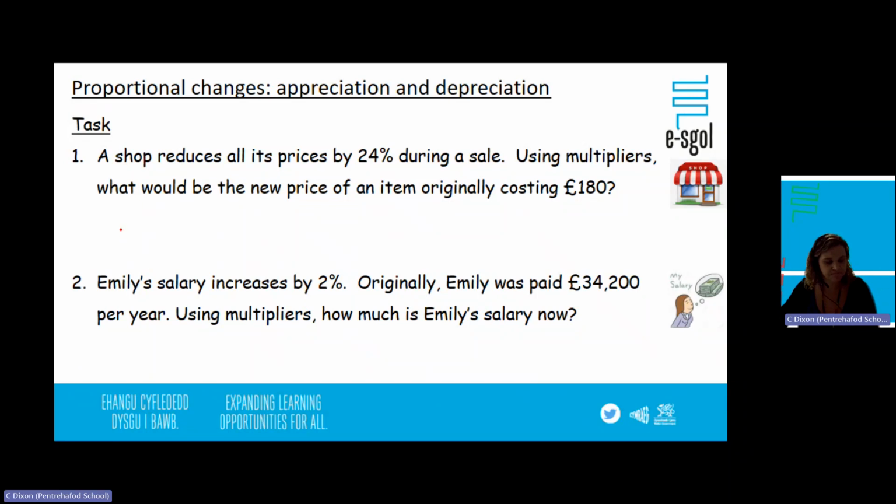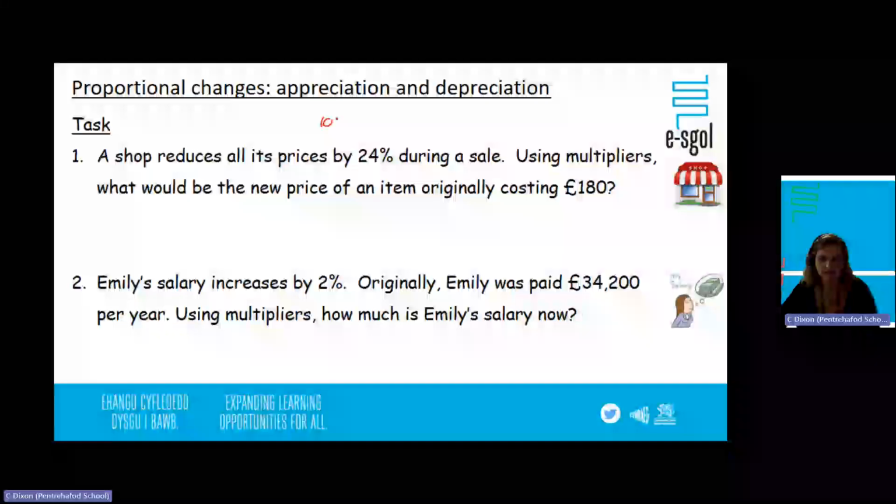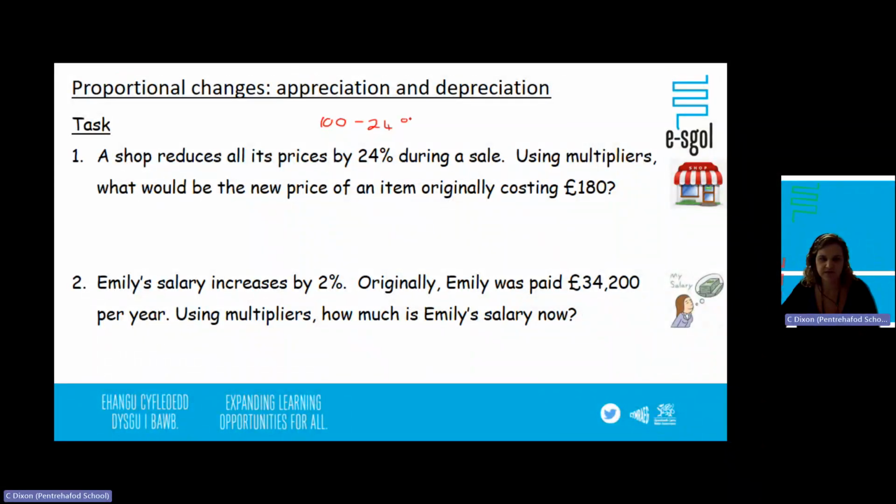Okay, so question 1, the multiplier. This is reducing, it's going down. So it's 100% take away 24%. That's going to give me 76%. As a decimal, that would be 0.76. So the multiplier part that you should have been using, 0.76, gets multiplied by the 180 that it was originally worth, giving you an answer of £136.80. So that was how much the item was in the shop.